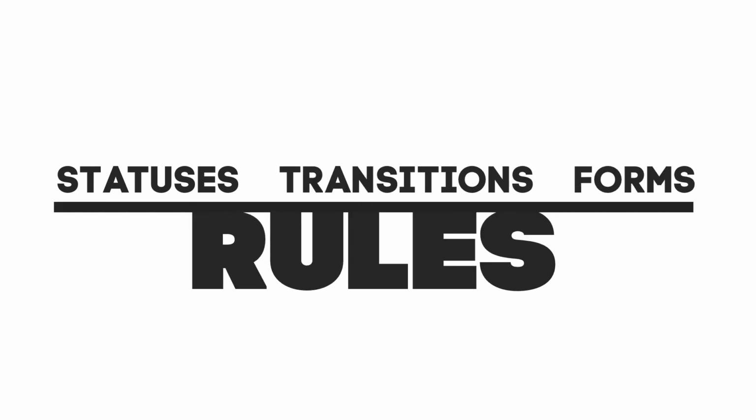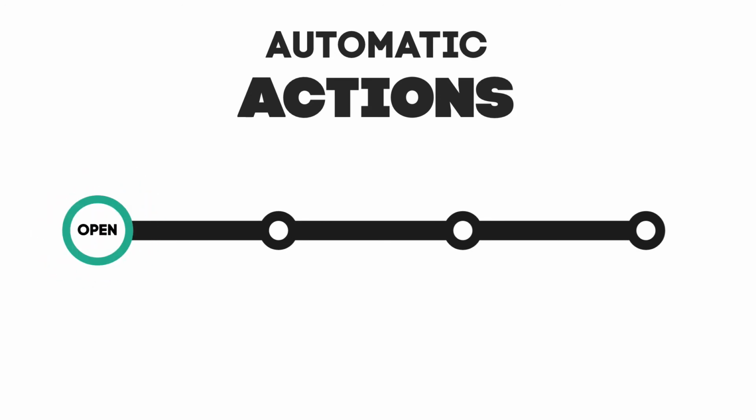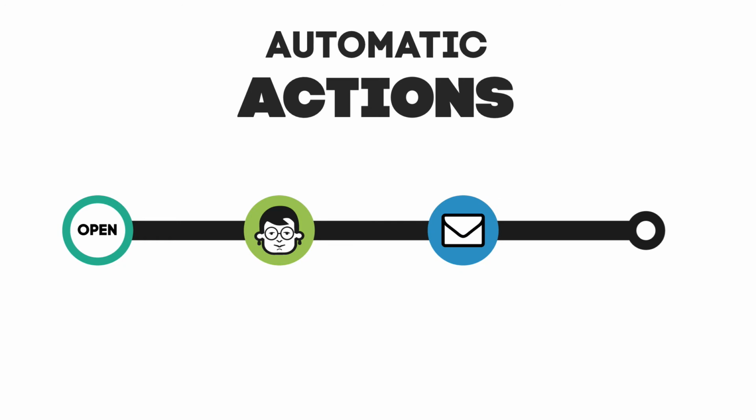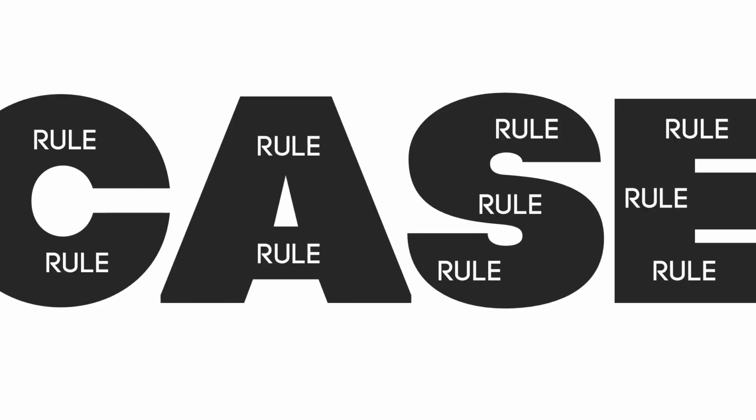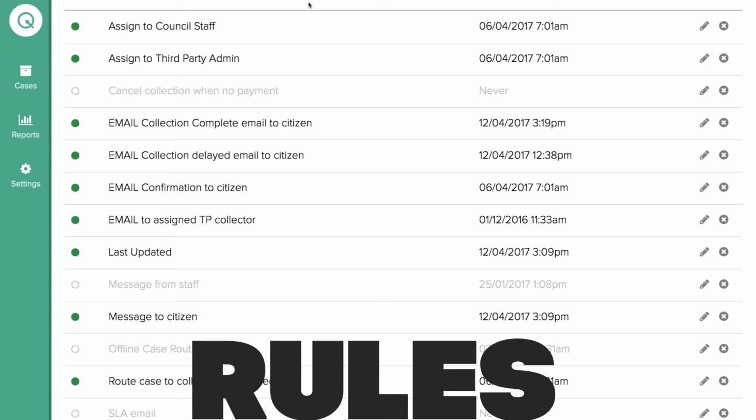After a brief look at statuses, transitions, and forms, let's move right along to rules. Rules are used to automatically perform actions along the case's journey, such as assigning the case to another person as a status changes, sending an email alert when a certain event occurs, or automatically applying a transition. You can have as many rules within a case as you wish. In this example, we have rules that generate reassignment of cases, email notifications, rules driven off dates, and also transitions.